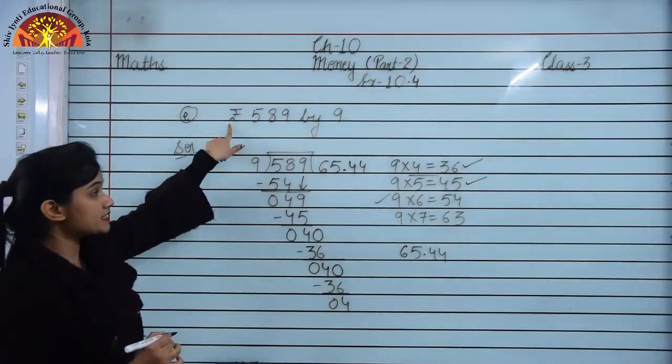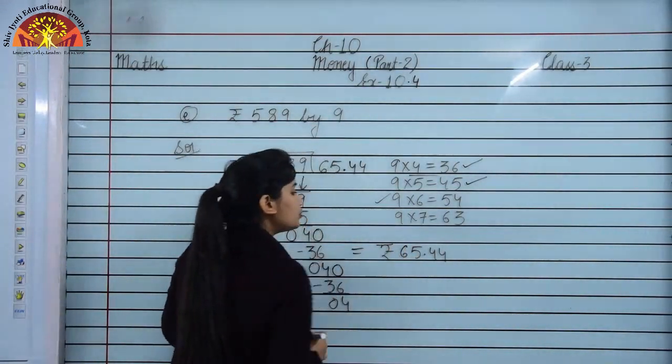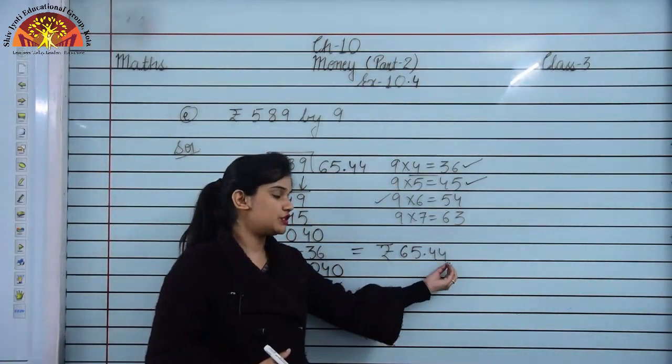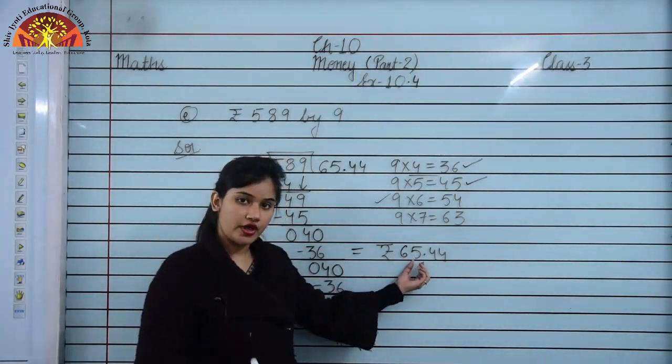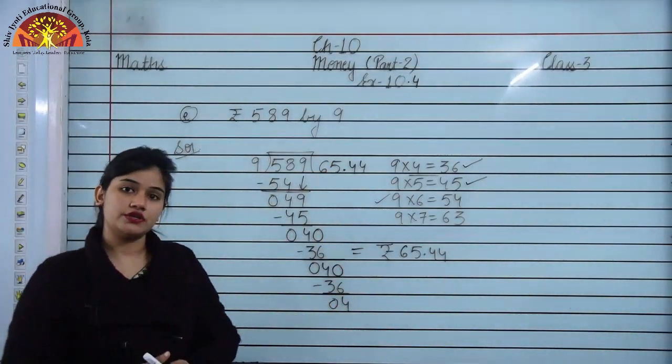Or we can say what is coming here, rupees. So in answer also we have to put rupees, or we will say now rupees 65.44, or in other words you can say rupees 65 and 44 paise. Is it clear? So in this way you can do division also.